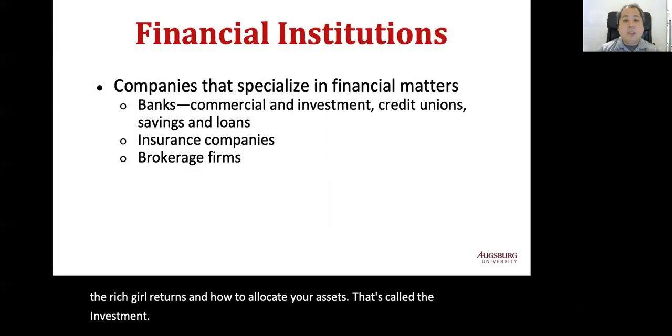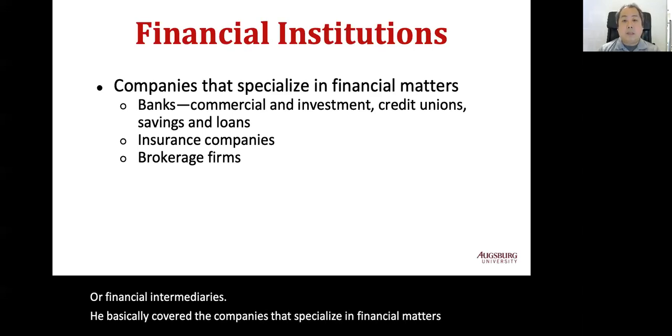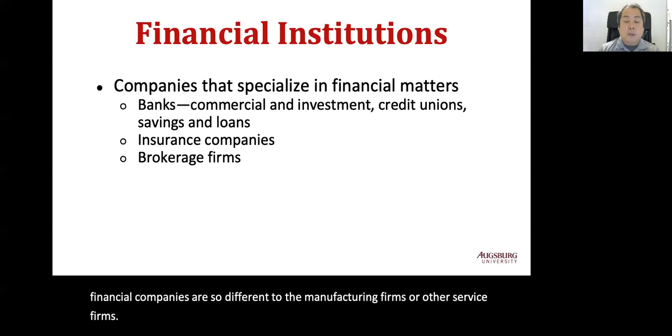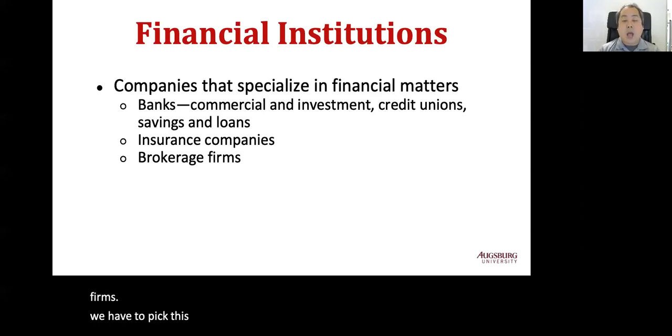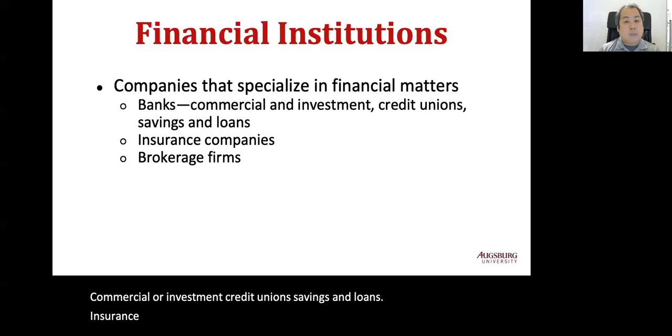The third part is financial institutions. This is also called banking or financial intermediaries. It basically covers the companies that specialize in financial matters. Because financial companies are so different from manufacturing firms or other service firms, we have to pick this one as a sole topic to study. These companies include banks, commercial or investment, credit unions, savings and loans, insurance companies, stock brokerage firms, and many other financial intermediaries.